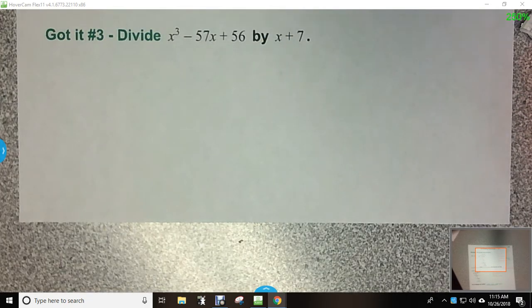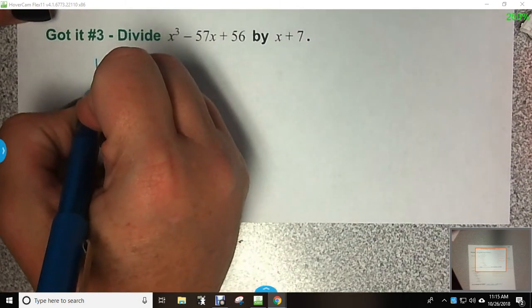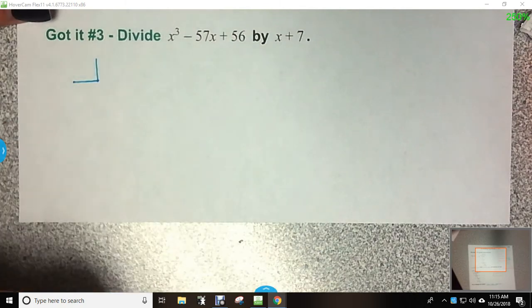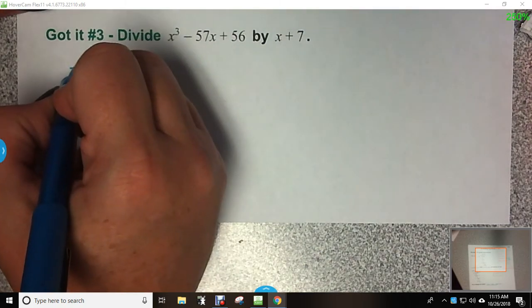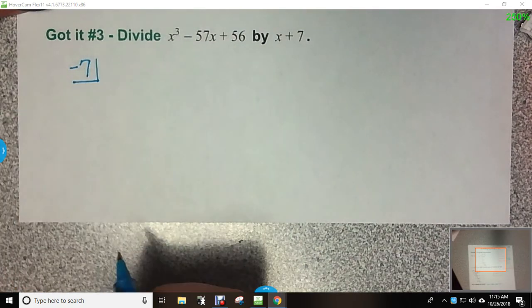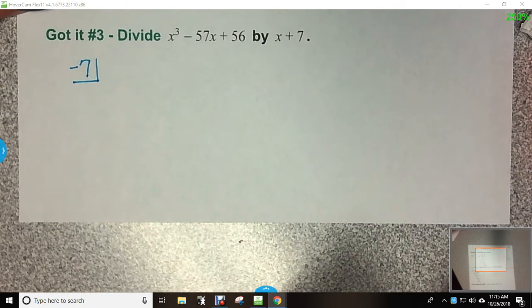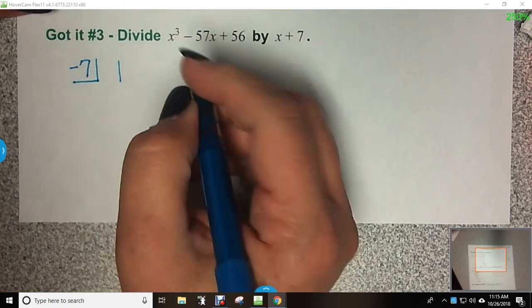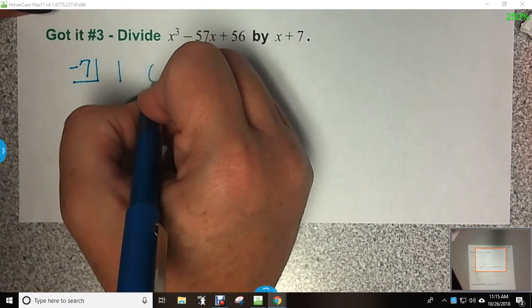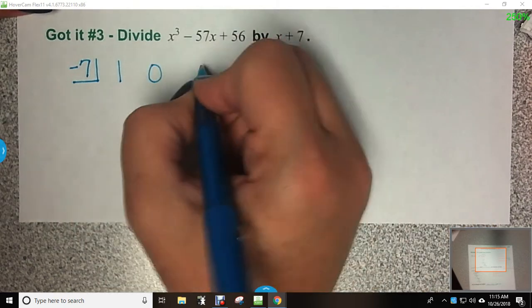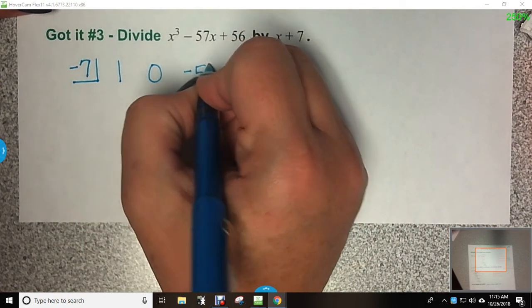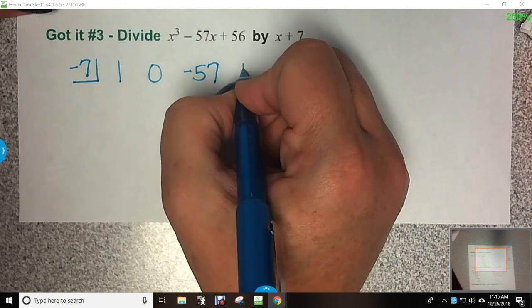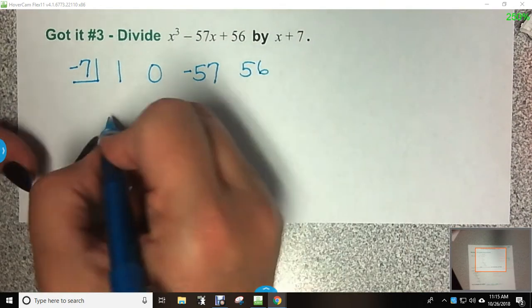Okay. When we set this one up, we've got to be real careful. So what number is going to go in my box? Negative 7. When I write my coefficients, pay attention. You need a placeholder this time. I have a 1x cubed. I need a 0 for x squared, minus 57x and a positive 56.